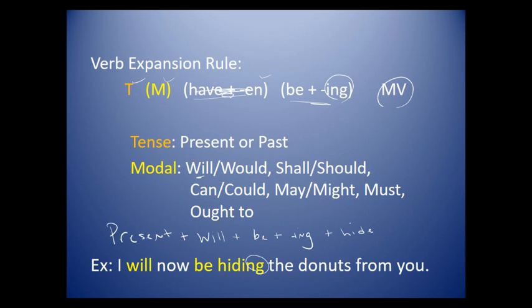Let's glue it all back together with our favorite color, orange, everybody. Here we go. The present of will is will. You're not adding them together. You're not saying will being hide, because you end up with a stupid verb. No one ever says that. So ing goes to the next word. The tag goes to the next word. So that means be's all by himself. That's why he's here. And ing plus hide gives us hiding. This is the verb expansion rule.